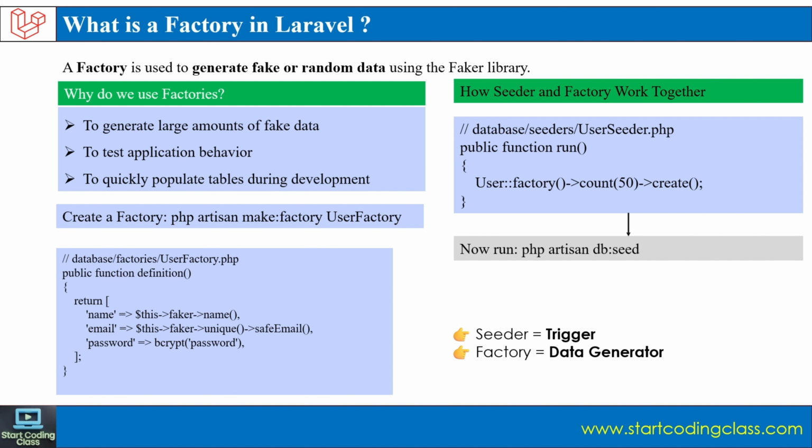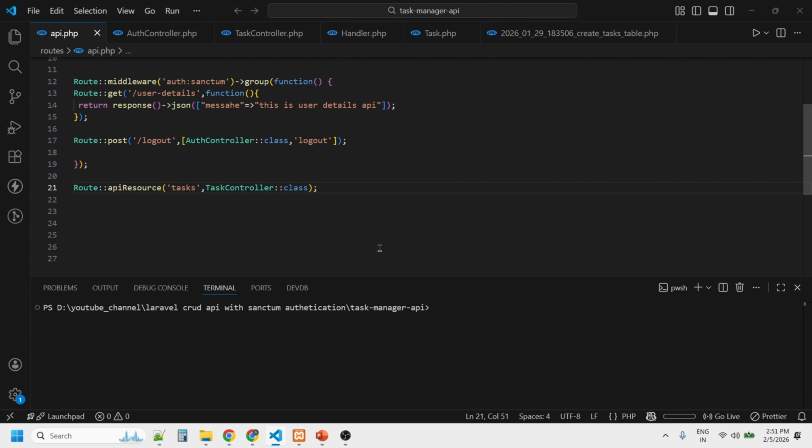Now it's time to see all these things in our VS Code practically. So let's go to VS Code. This is our application, task manager. Previously we created the API resource. Now in this video, I am going to create, first of all, the seeder.